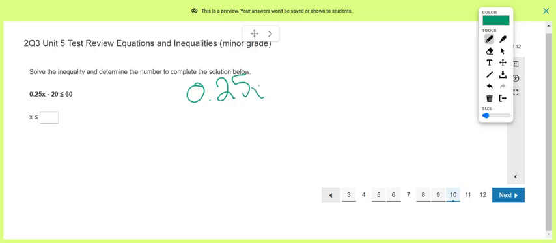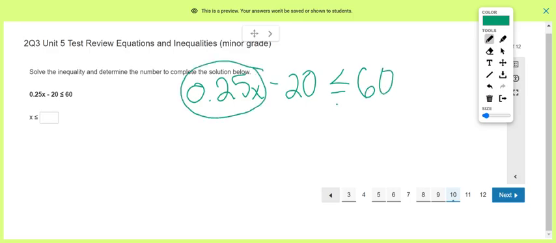Even though there's a decimal here for the coefficient, we are going to solve using the same process. Circle the variable term. The variable term is positive and on the left, so the sign stays the same. X is less than, positive x, and positive x is less than or equal to. Now we're going to solve using inverses.